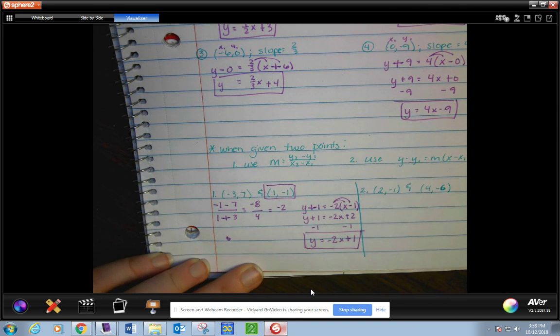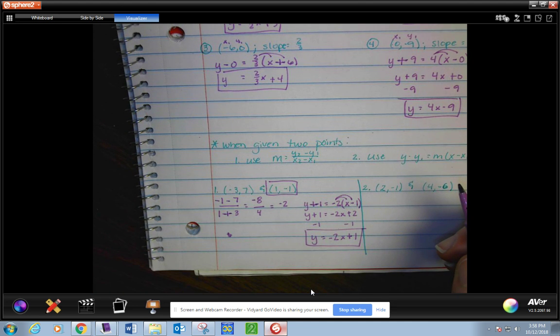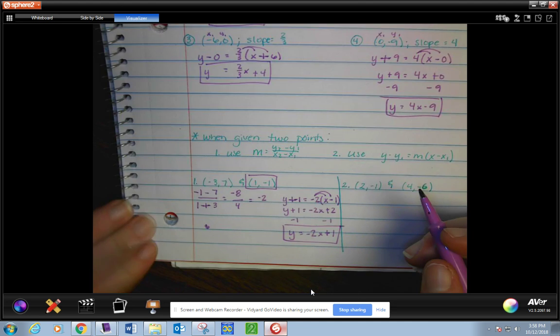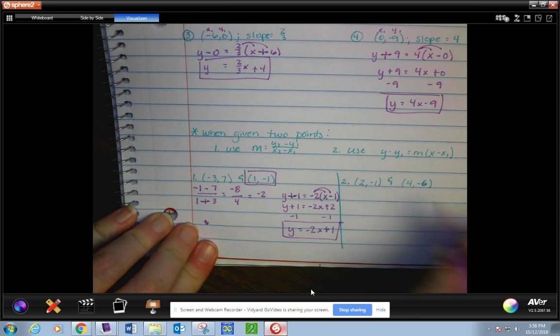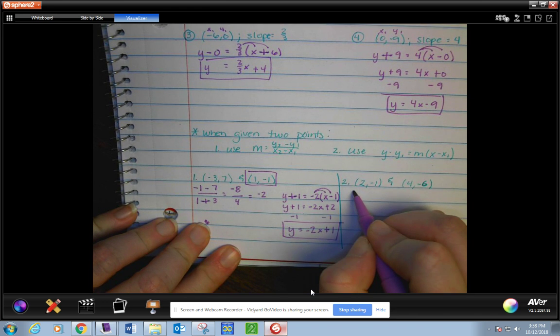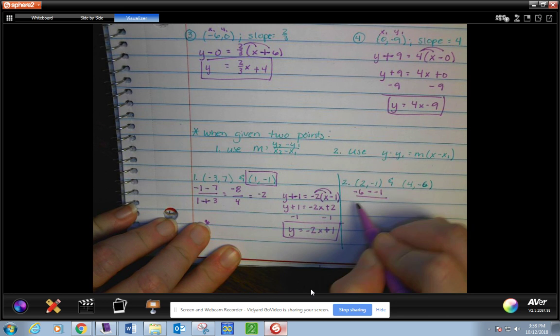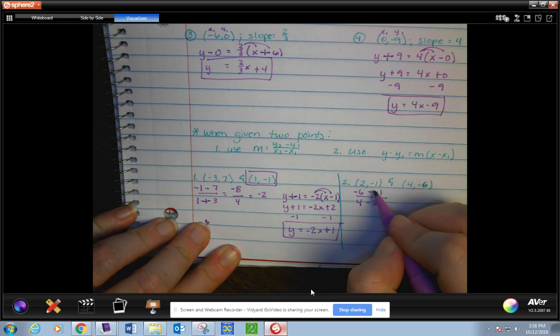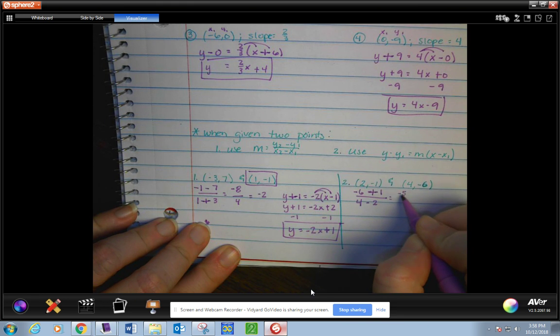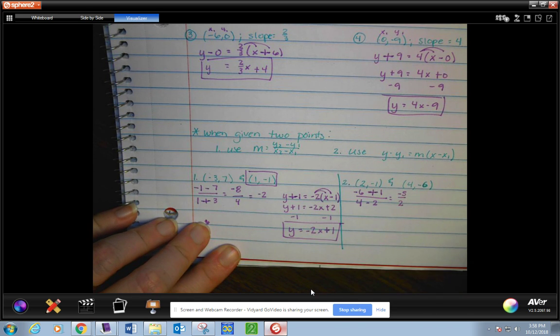Okay, for the second problem, you're going to have to do the exact same thing. So first thing you're going to do, you're going to take y2, which is -6, and you're going to subtract y1, which is -1, over x2 minus x1. Change your double negative. -6 plus 1 is -5, and 4 minus 2 is 2. This cannot simplify, so that is my slope.